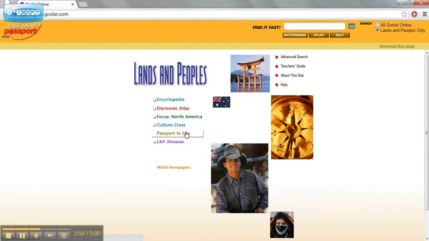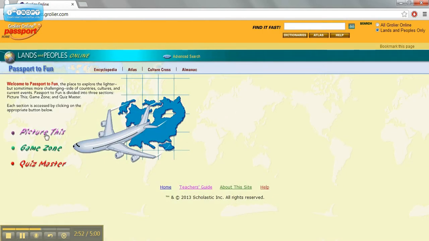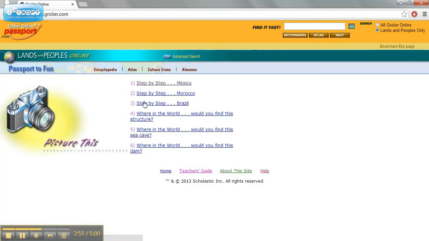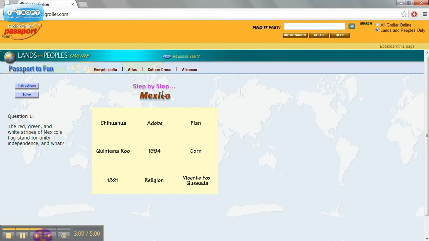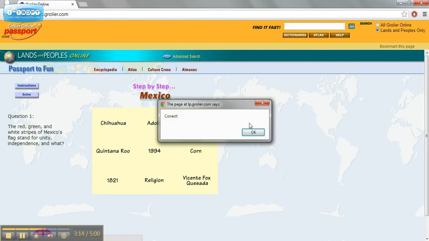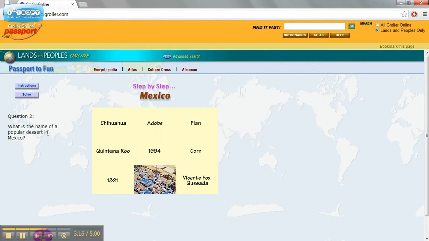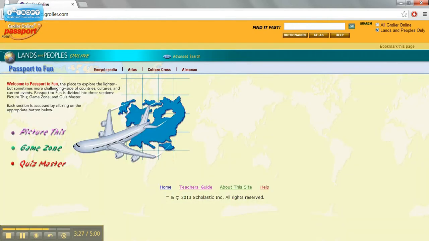And then there's also Passport to Fun, and it's got some different items that we can play with. So it's got Picture This, Step-by-Step Mexico. The red, green, and white stripes in Mexico's flag stand for unity, independence, and what? You choose which word you think fits. Well, I think it's religion. It gives me a correct, and then it gives me the next question. You keep going through and finding the word or the picture that answers the question. So that's the Picture This.